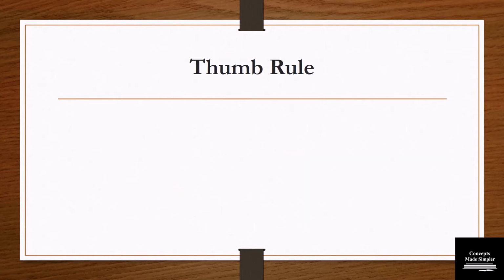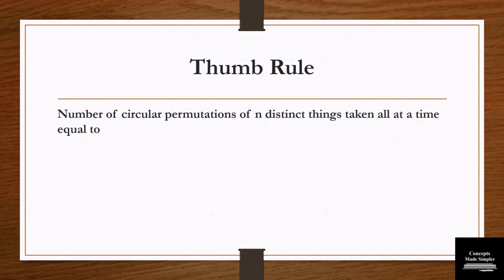The thumb rule goes like, the number of circular permutations of n distinct things taken all at a time is equal to n minus 1 factorial ways. What do I mean by all at a time? Well, it means that all of the distinct things need to be arranged. For example, if we have 10 persons, all of those 10 persons need to be arranged around that table. Only then will this rule work.